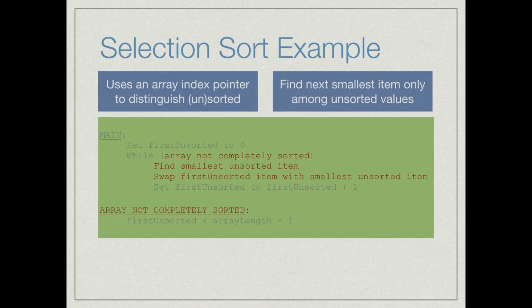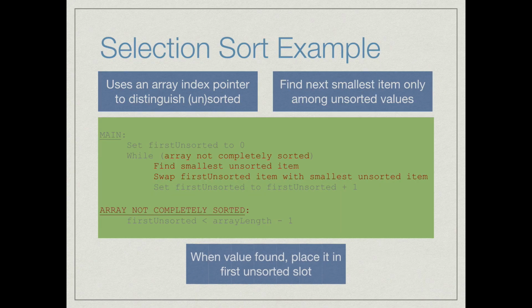So again, the next smallest item only is found among the unsorted values. Everything to the left remains the same. And when a value is found, you place it in the first unsorted slot. So the pointer, first unsorted, becomes the next sorted element. And then we move the index forward.